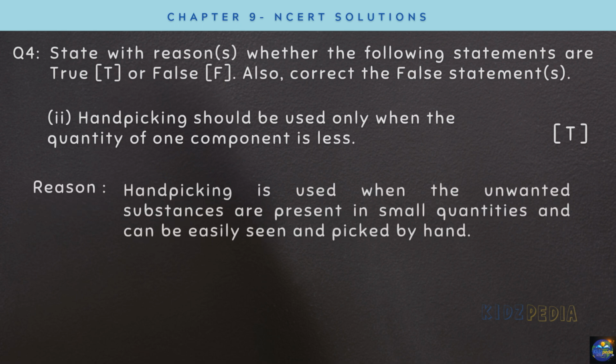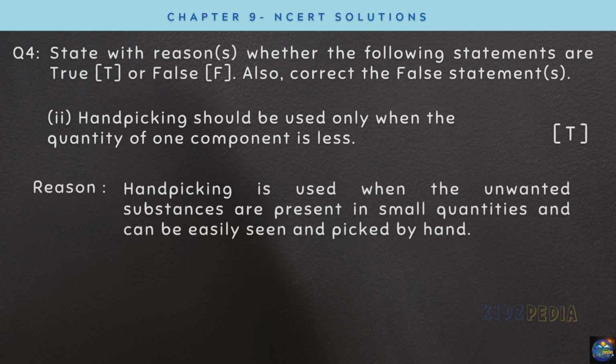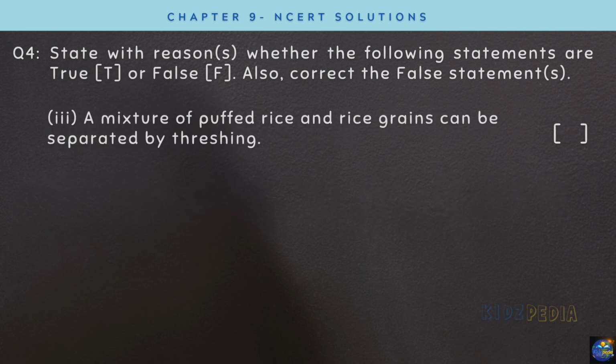So, you can write the reason as hand picking is used when the unwanted substances are present in small quantities and can be easily seen and picked by hand. Next question. A mixture of puffed rice and rice grains can be separated by threshing.